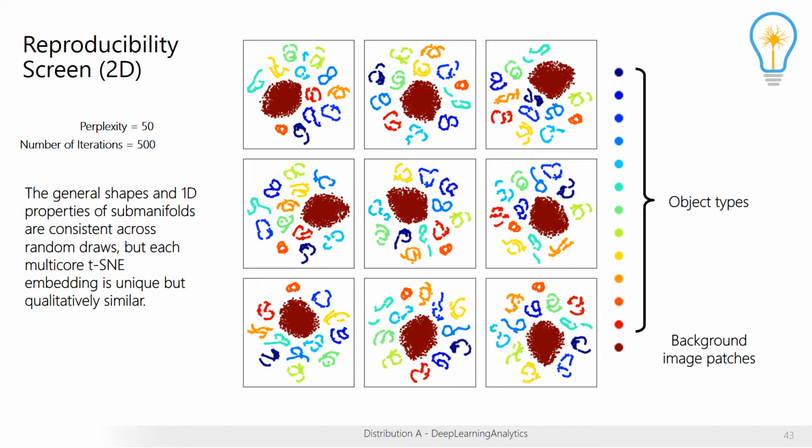We then tested that parameter choice for reproducibility. We generated multiple 2D embeddings with these same parameters. This visualization confirms that while each embedding is unique and manifolds of individual classes move around with respect to each other, the individual object class manifold shapes remain qualitatively similar from one embedding to the next.